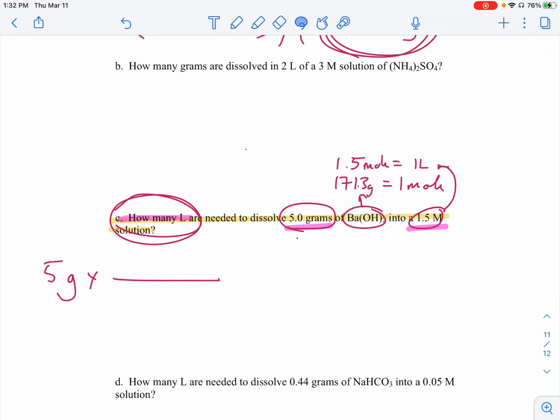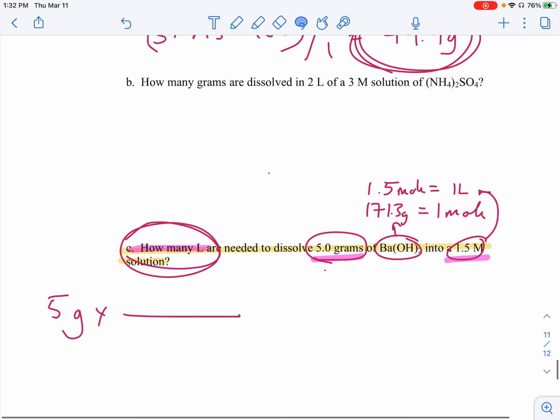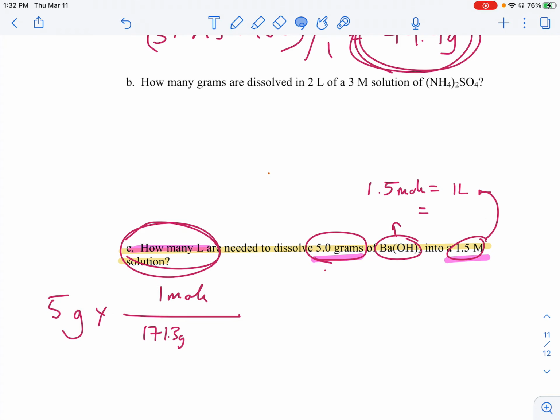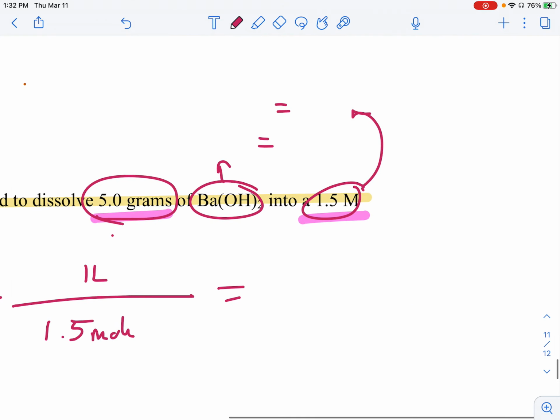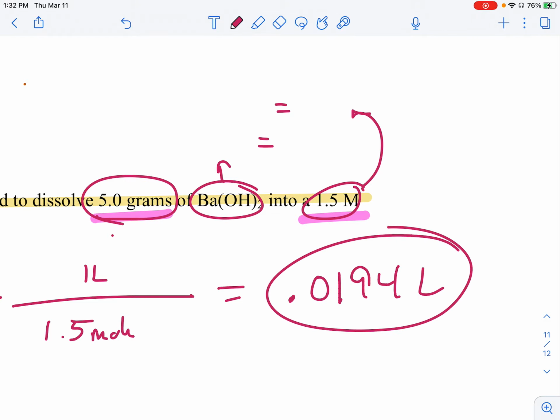I'm going to use, again, this method. I'm going to take the only place that I have grams, and put it there. It has to take its partner with it. It goes there. Let's cancel that moles unit. And let's bring its partner with for the liters unit. I plug that into my calculator and I would get 0.0194 liters.